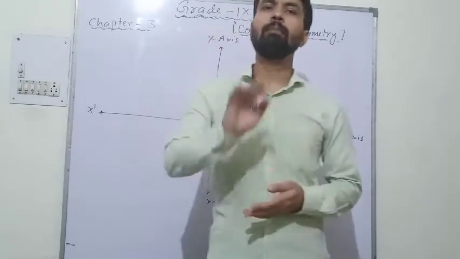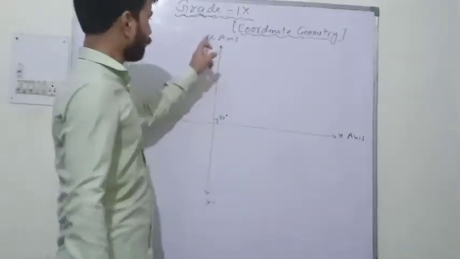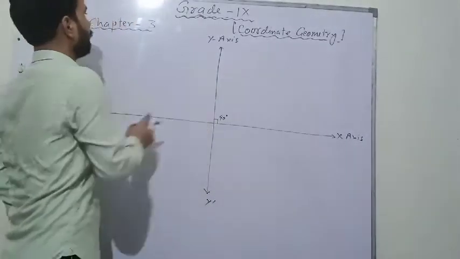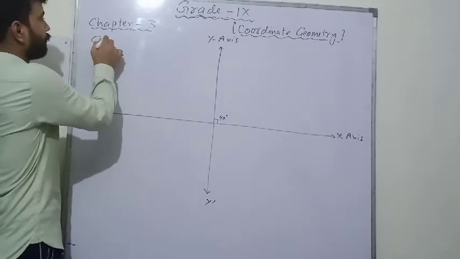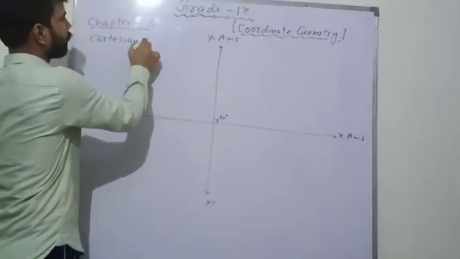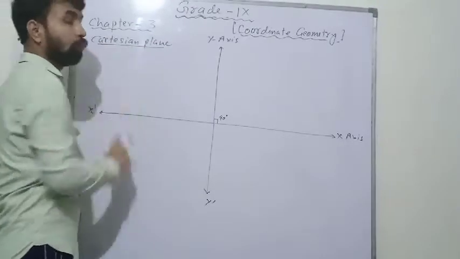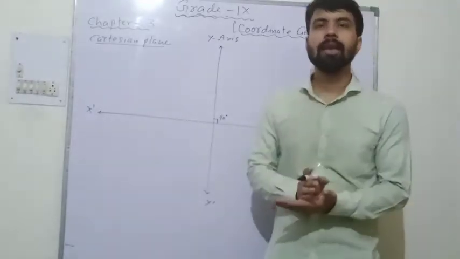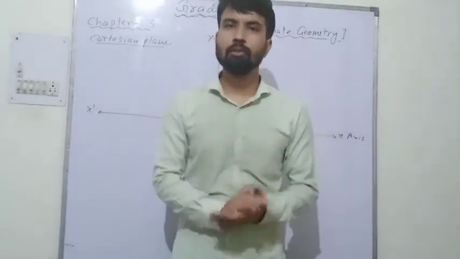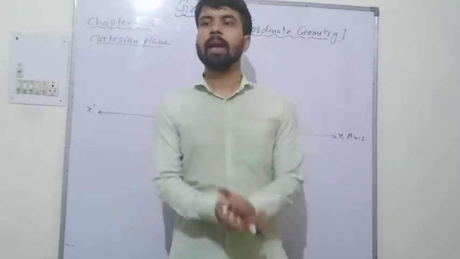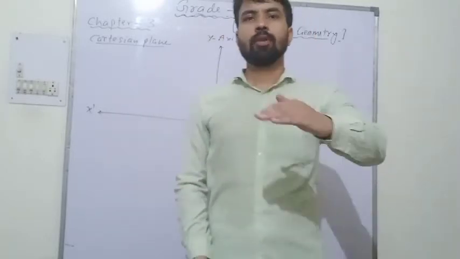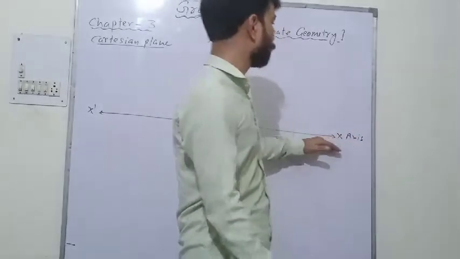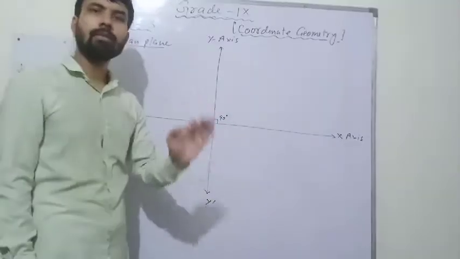Understood? So beta, a plane including two perpendicular lines, known as coordinate axes, is known as the Cartesian plane. So what is the Cartesian plane? A plane including a horizontal axis and a vertical axis is known as the Cartesian plane. And what are the coordinate axes? The perpendicular lines are known as coordinate axes. The horizontal line is the x-axis, the vertical line is the y-axis.